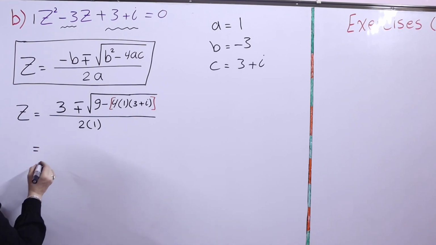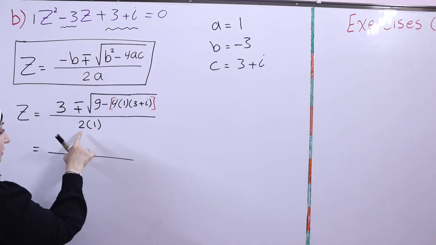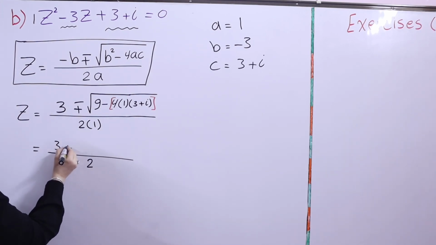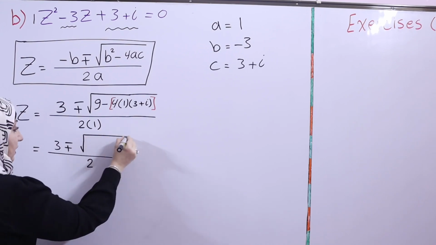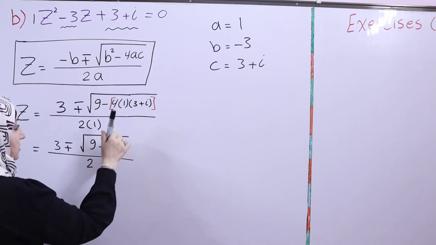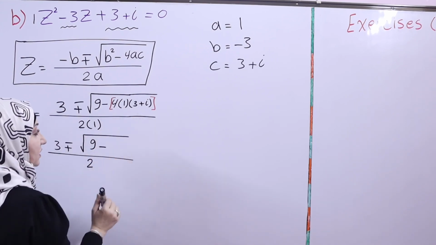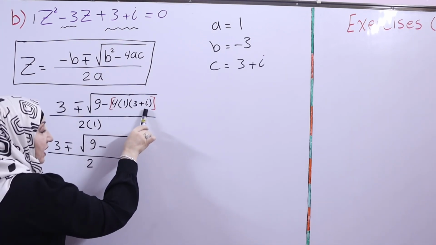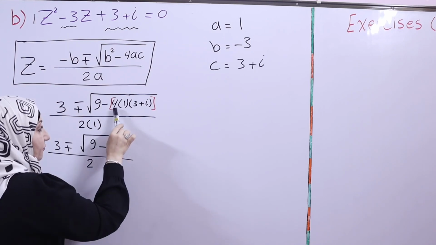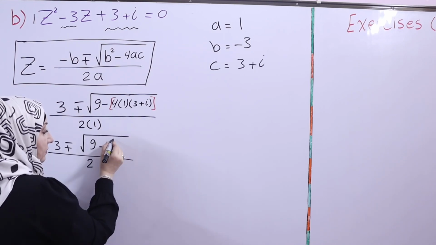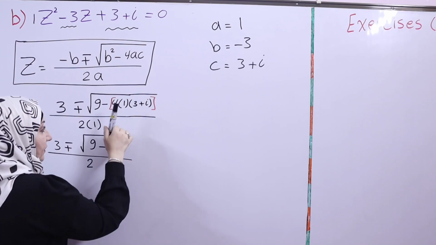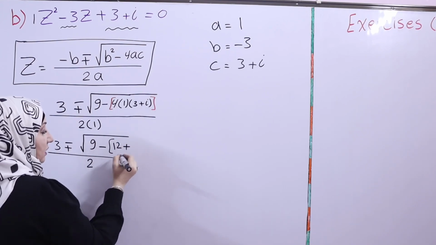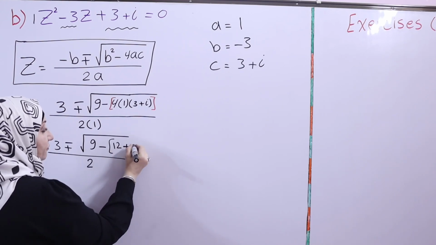Now we can simplify. In the denominator, 2 multiplied by 1 equal 2. 3 plus or minus the square root of 9 minus 4 multiplied by 1 equal 4. We will multiply 4 by this complex number. 4 multiplied by 3 is 12. 4 multiplied by positive i equal will be plus 4i.